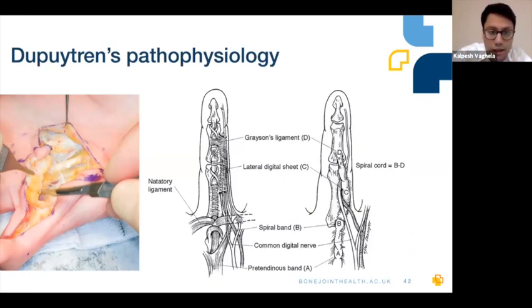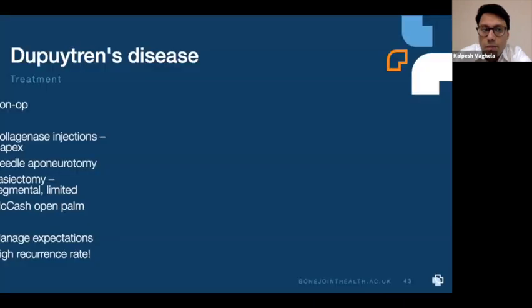You can see here, this is an operative dissection of a little finger, and you can see in the forceps you've got this thickened cord-like structure, which is the Dupuytren's disease. And you can see underneath here that you've got flexor tendon running, and you've also got your neurovascular bundles as well. So all the critical structures in the finger are very nearby these cords, and you should be very careful when you're planning procedures for these things.